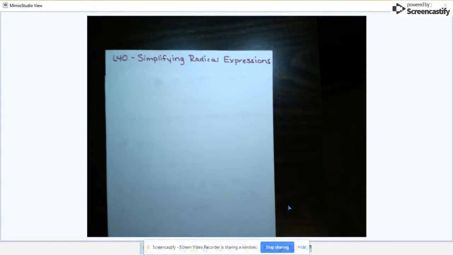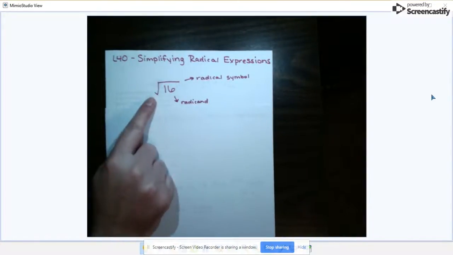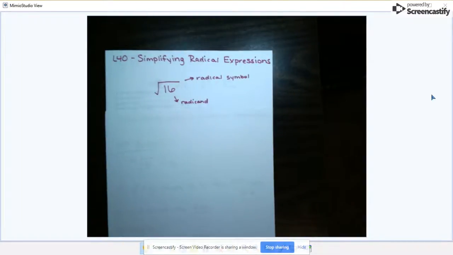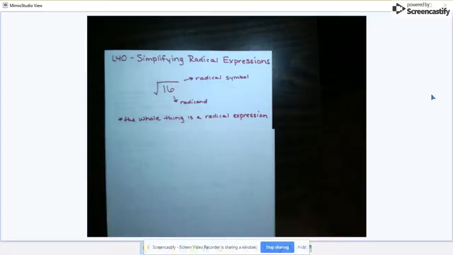Hey guys, we're going to move to simplifying radical expressions. So just a reminder what a radical is. This is our radical symbol, and inside is what we call the radicand. The entire portion, though, is called a radical expression.